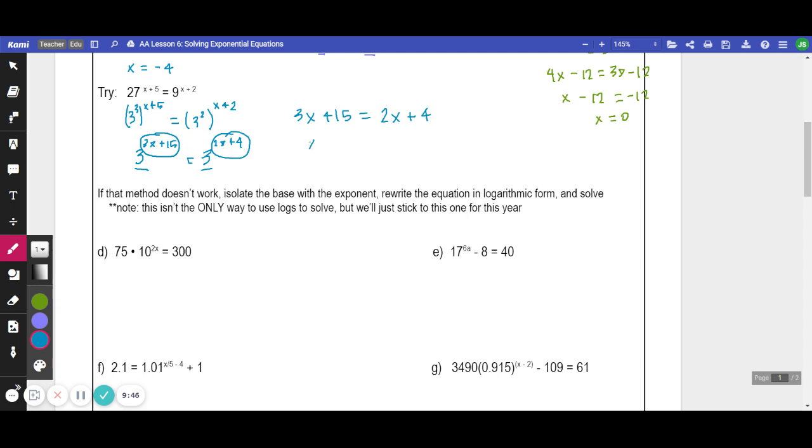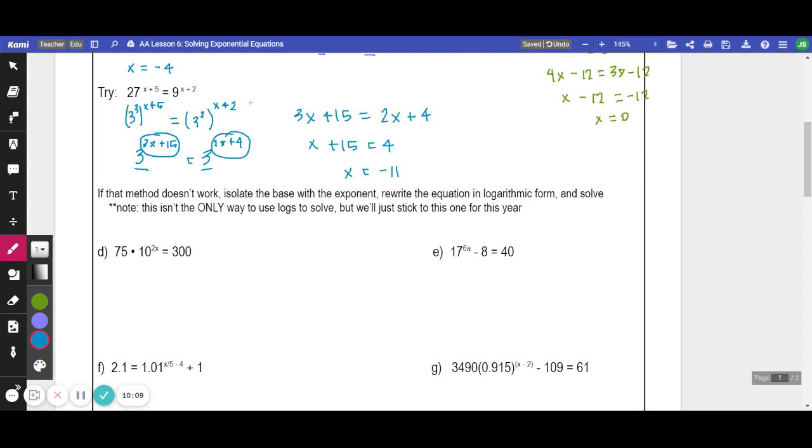So subtract 2x from both sides. x is negative 11. And remember, you can go back, plug them in, use your calculator, and make sure that it actually works, that you actually get the same thing on both sides. Okay? Sometimes that doesn't work.